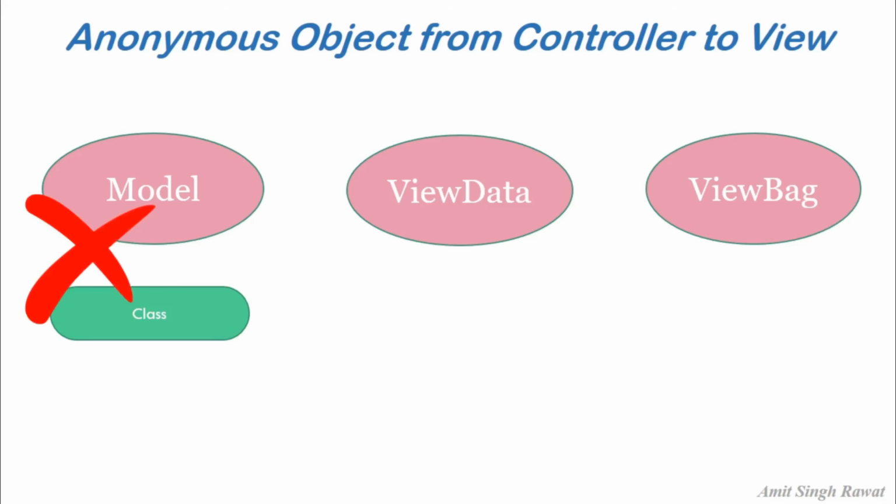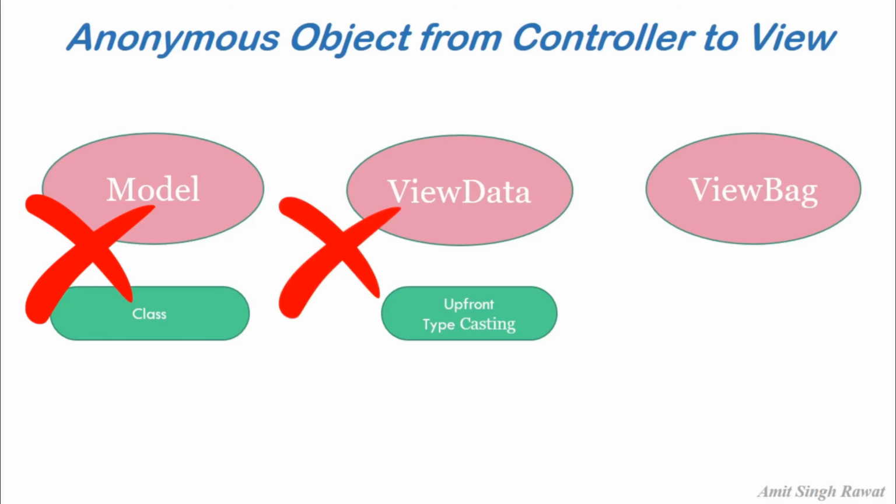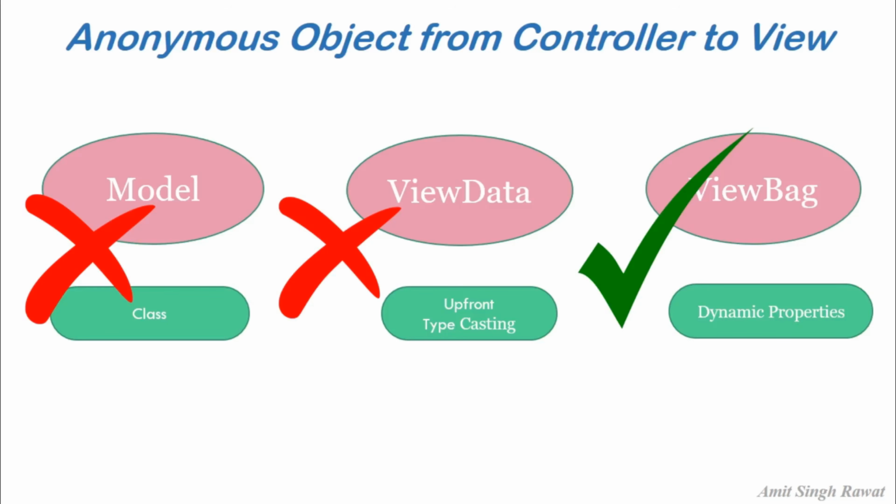Next, as we already discussed, ViewData requires typecasting upfront, and anonymous objects don't have any type. That's why they are anonymous, right? So ViewData doesn't look like a suitable candidate for transferring an anonymous object from controller to view. The last one is ViewBag, and it contains dynamic properties. So ideally, it should work without any issue, right? Let's see that in action.